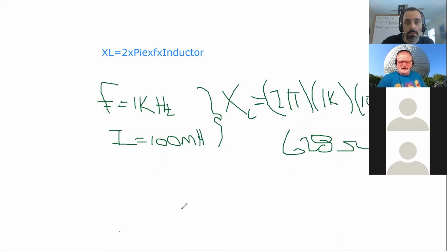So is that resistance constant over time, or does that resistance change over time? As long as it has a 1 kHz signal, and it does, as long as that 1 kHz signal doesn't change, it's not going to. That'll stay the same. Okay, thanks.